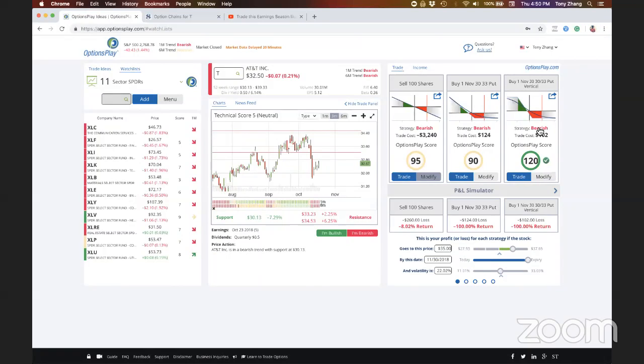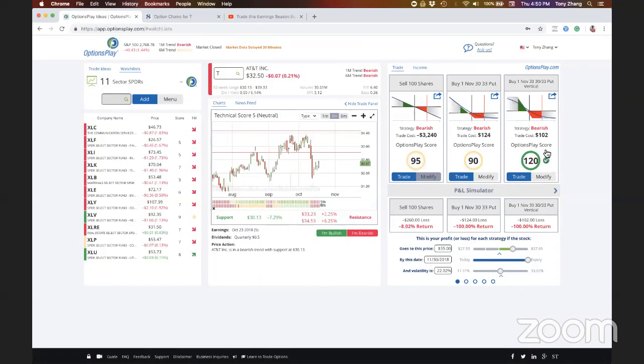Everyone talks about maximizing profits while minimizing losses. How do you actually go about doing that? You do it just by minimizing risk. If you can minimize risk, you're going to be maximizing your profits, as you can see here in the example that I gave. And that's why this strategy here on the right has the highest options play score.